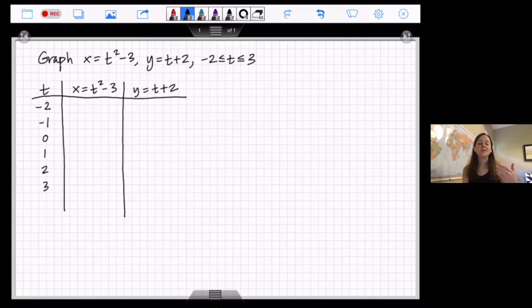Okay, so now all I'm going to do is just the plug and chug. I'm going to take those values of t and plug them into the equations for x and the equations for y.